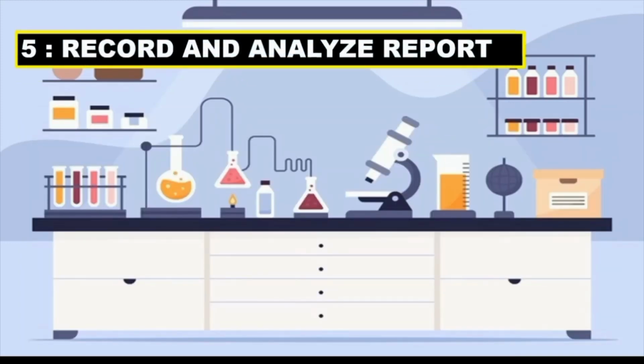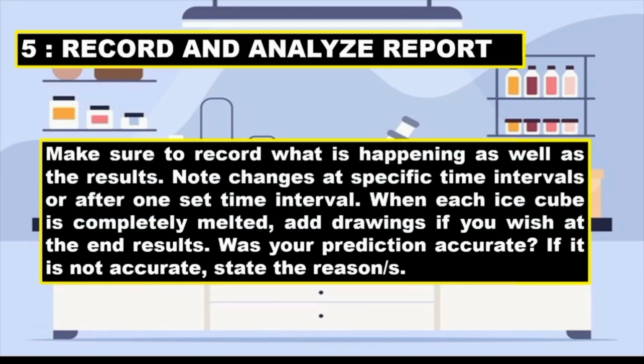The fifth step is record and analyze report. Make sure to record what is happening as well as the results. Note changes at specific time intervals or after one set time interval. When each ice cube is completely melted, add drawings if you wish at the end results. Was your prediction accurate? If it is not accurate, state the reason or reasons.